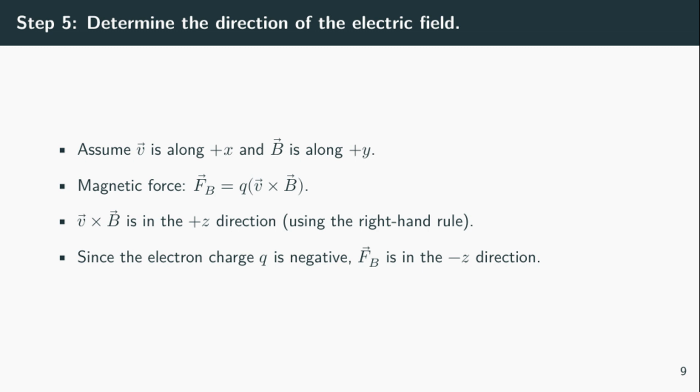Using the right-hand rule, the cross product of vector v along the x-axis and vector B along the y-axis is in the positive z direction. However, the electron's charge q is negative. So the magnetic force vector Fb, which is q times that cross product, will be in the negative z direction.